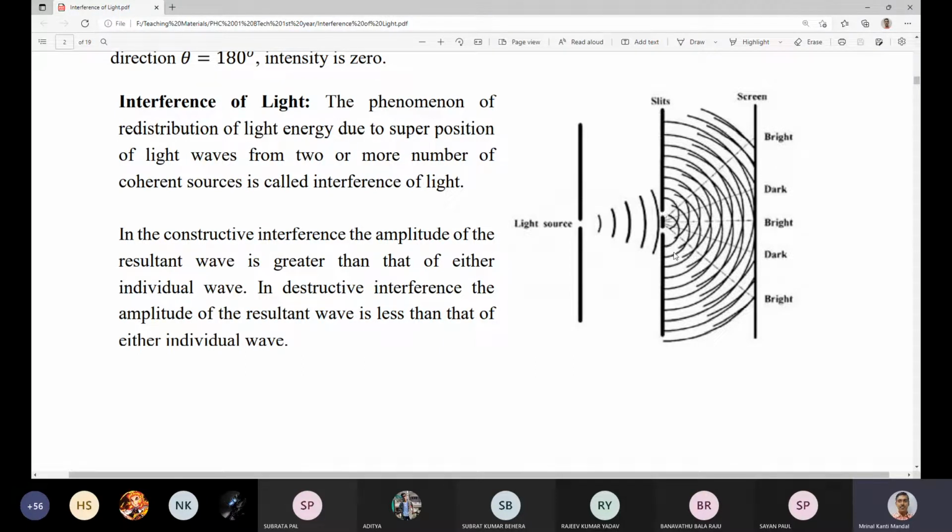If one slit is closed, then due to one slit, what is the intensity distribution? But when both are open, the intensity at the position of the bright fringe is not equal to the sum of these two intensities, but it is more than that, right? So this is the redistribution. In destructive interference, the amplitude of the resultant wave is less than that of the individual wave. At this dark position, the resultant intensity is less than the individual intensity, right? So light energy is drawn from this region to this region.